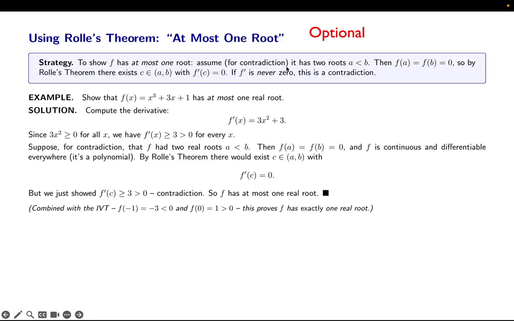This slide is an optional slide. It won't be tested. If you want to read it, you may. This is using Rolle's theorem to show that a function has at most one root. If you remember, we did the intermediate value theorem. In that theorem, we can show that there's at least one root. Rolle's theorem allows us to show that there's at most one root. Again, optional. You can read it if you like, but it won't be tested.